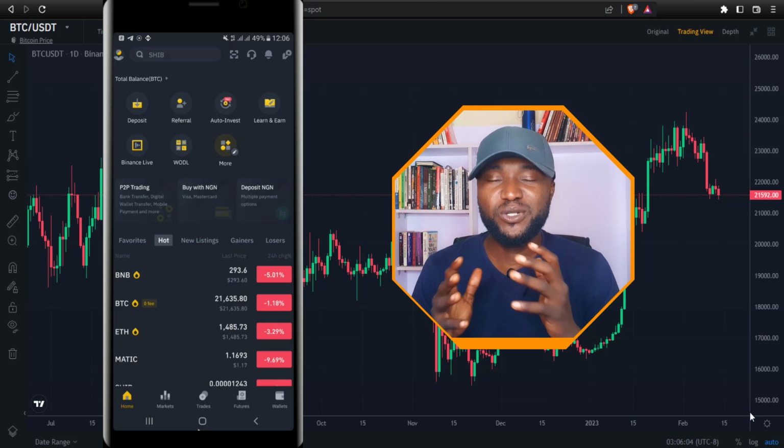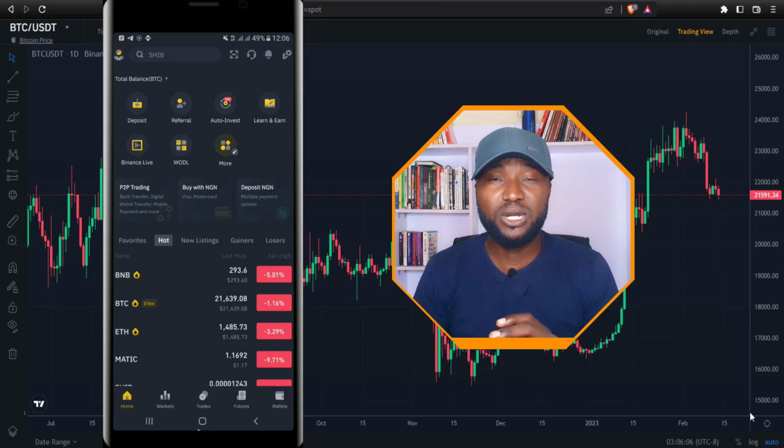In this video, we are going to go through everything you need to know about Binance spot trading, the possible ways to make money from Binance spot trading, and how to practically trade on the Binance spot trading platform. So let's start by defining what spot trading is and the difference between spot trading and futures trading.